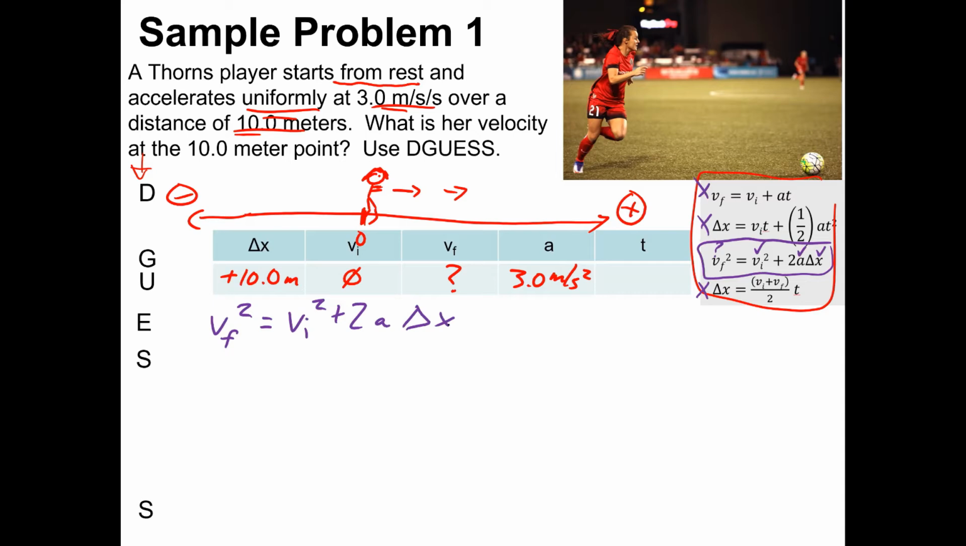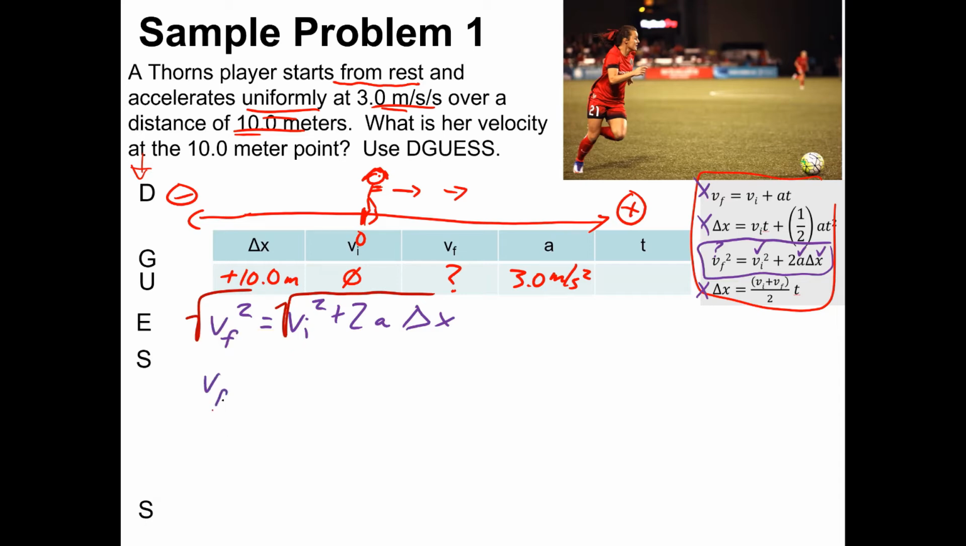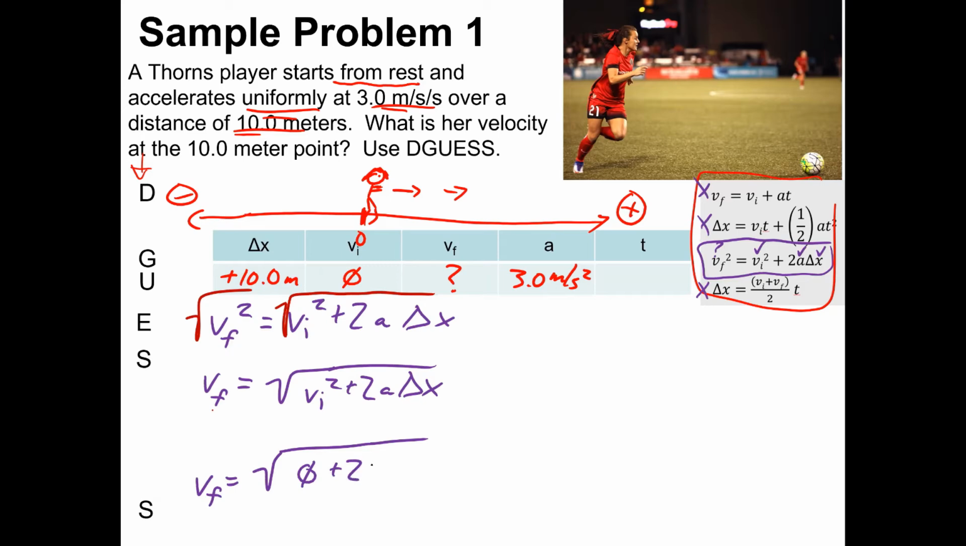So I'm going to solve for the final velocity. In this case, it's kind of easy because all I have to do is take the square root of both sides. So I'll do that here, square root, and my solution is final velocity equals the square root of the initial velocity squared plus 2 times the acceleration times the displacement. Now I'm down here to my last step, which is to substitute. So I'm going to substitute in those values. Square root of 0 plus 2 times 3.0 times 10.0.